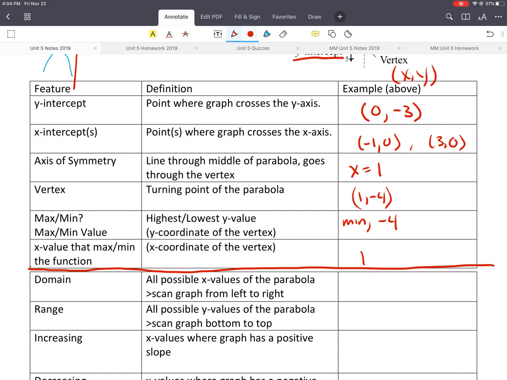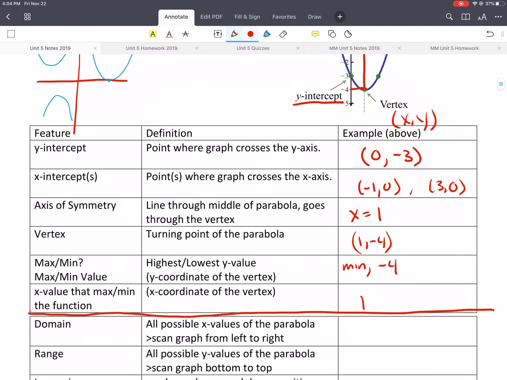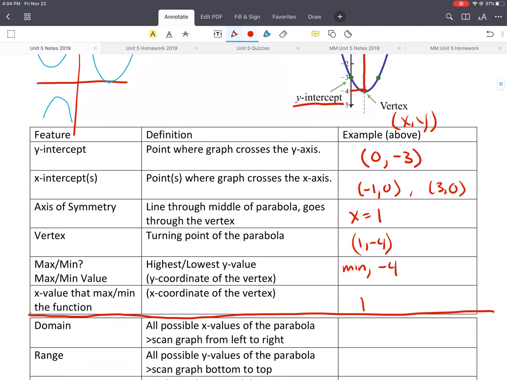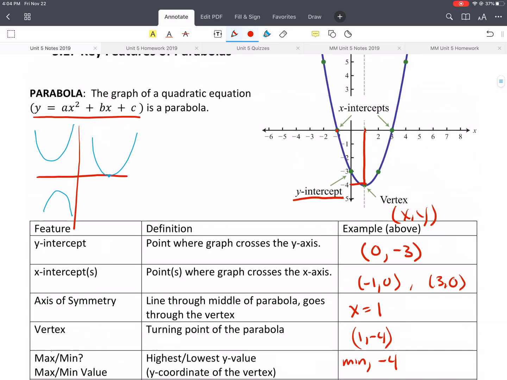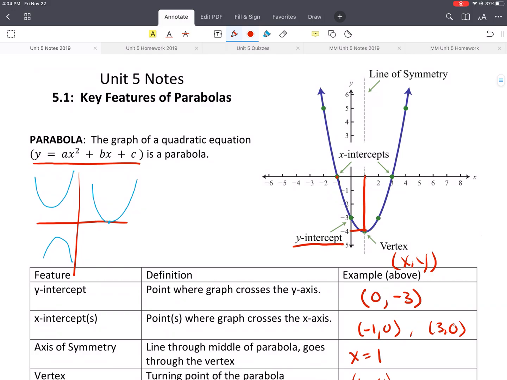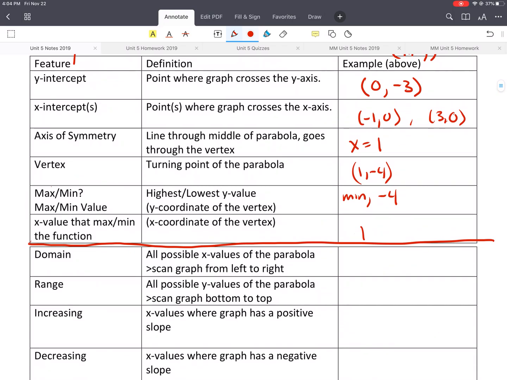So domain is all possible x values of the parabola. So we scan from left to right. This parabola keeps going on forever, in both directions. So with quadratics, the domain starts from -infinity way out here and ends up way over there at infinity. So domain, we always write it like this, -infinity to infinity.